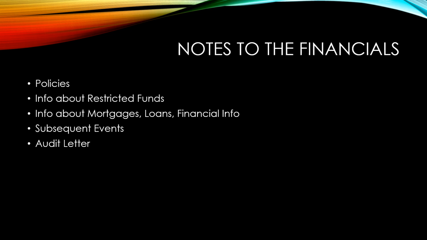There's going to be information about restricted funds, net assets with donor restrictions. There's going to be information about special things that happen during the year. There's going to be information about my loans, my financing, any mortgages that I owe. It'll have information about endowments. We've got the subsequent events, and then of course it all comes together with the audit letter that is put up front.